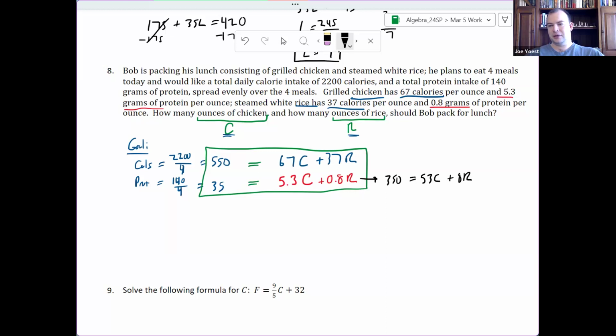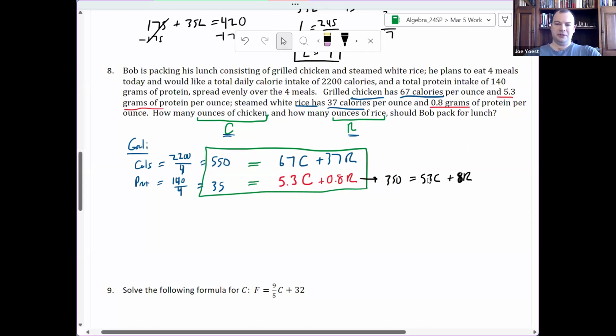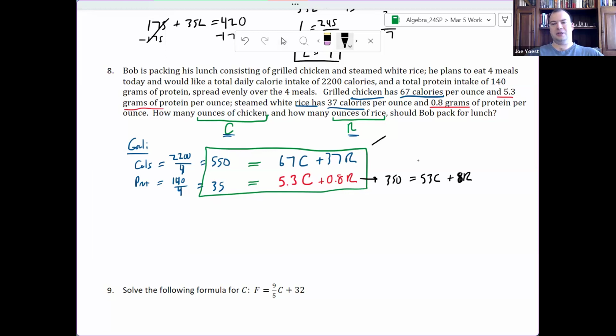plus 8R. Now at this point, it's important to note that this equation, 350 equals 53C plus 8R, no longer really directly ties. These numbers don't directly tie to our actual goals; we're not looking to get 350 grams of protein or anything like that. This is just saying, okay, the numbers in this box are the actual numbers that tie to my actual goals and calorie level and so on.